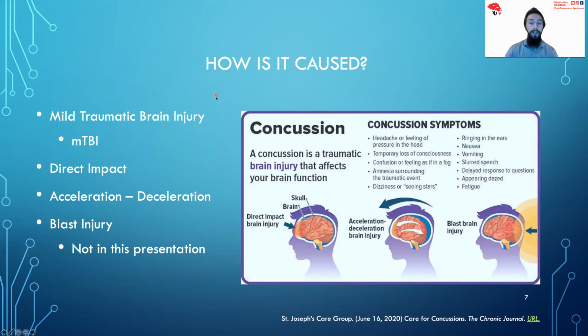So how's it caused? Well, as I kind of mentioned, that traumatic brain injury, this is a mild one. A concussion is a mild TBI. It can be from a direct impact. It can be from acceleration, deceleration, so think like whiplash in your car, or from a blast brain injury, so like a shockwave type of injury. This is outside the scope of this presentation. We're only talking about acceleration, deceleration, and direct impact.